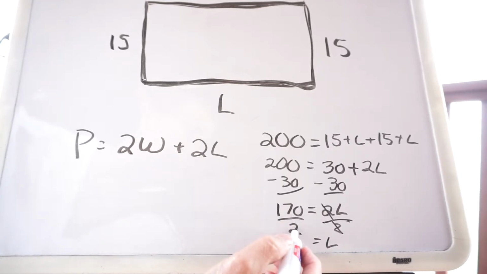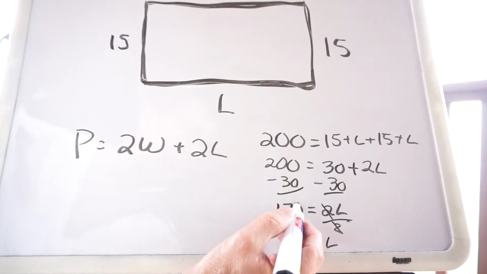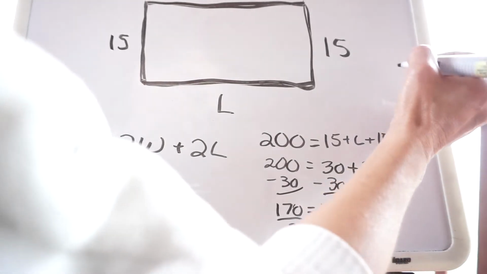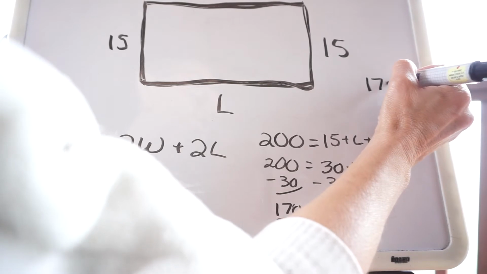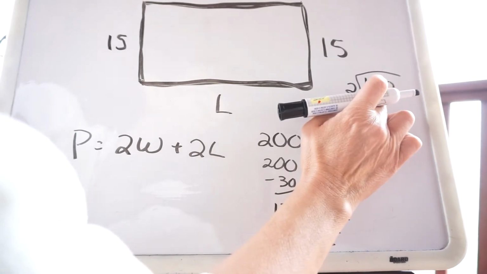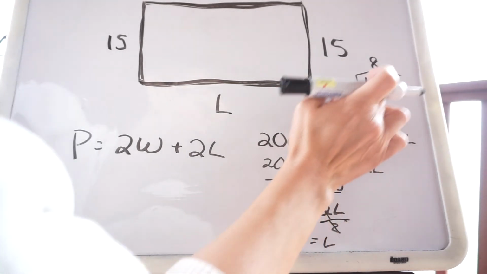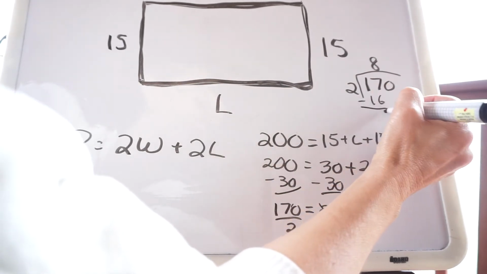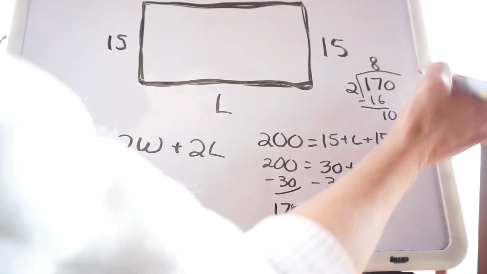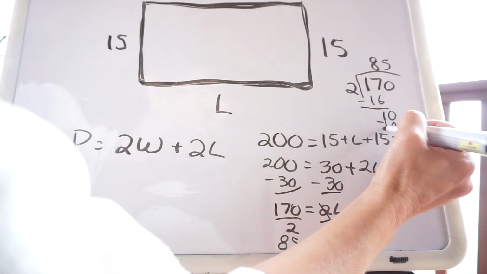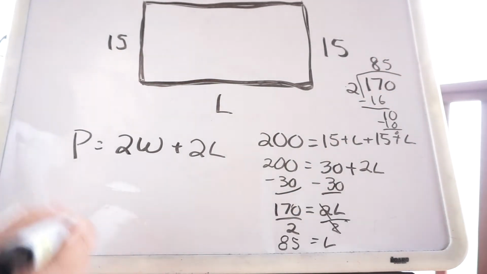170 divided by 2. 2 goes into 17 8 times. That's 16, so there'd be 1 left over if we subtracted. 2 goes into 10, 5. Actually, let me show you that division the long division way. So we have 170 divided by 2. 2 goes into 17 8 times. Then we multiply: 8 times 2 is 16. Then we subtract. Then we bring down the 0. 2 goes into 10 5 times. 5 times 2 is 10. We subtract and we have a remainder of 0, so we get 85.